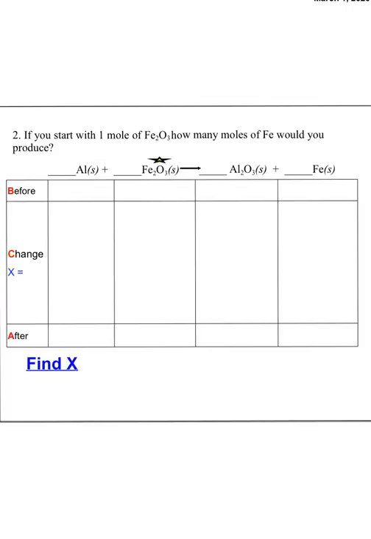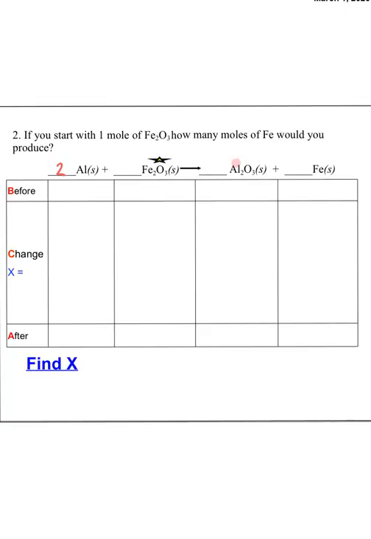All right, team, let's try another one. If you start with 1 mole of Fe2O3, how many moles of Fe would you produce? Before I worry about any of those given values, I need to balance this equation. So I notice that I have 2 aluminums on the product side and only 1 on my reactant side, so I'm going to put a 2.